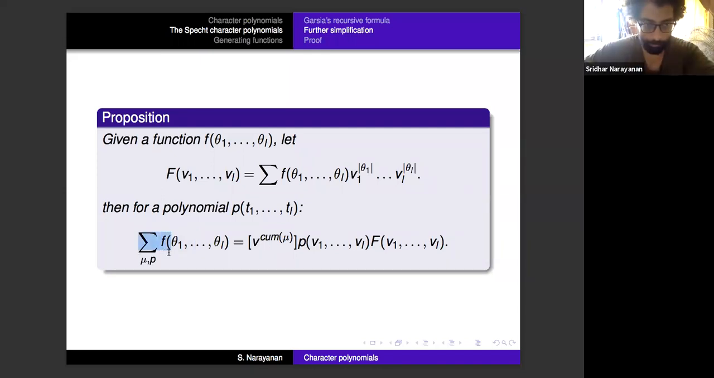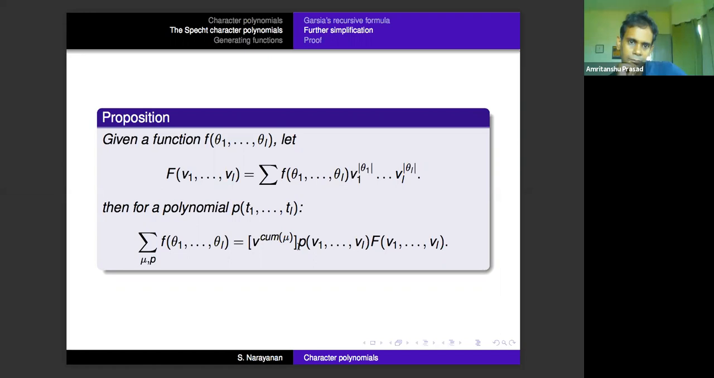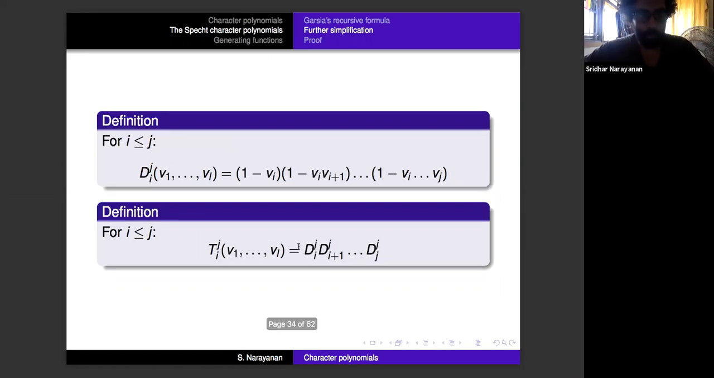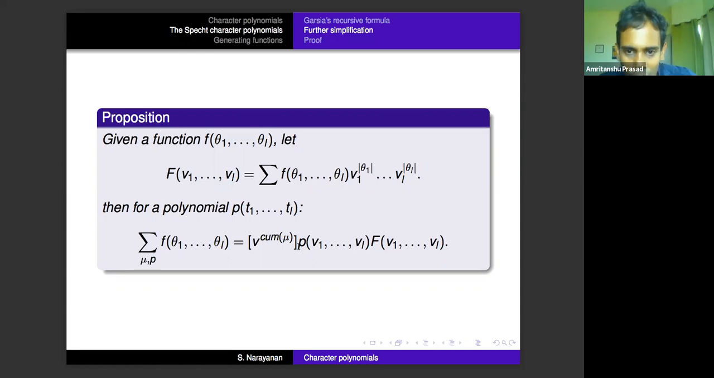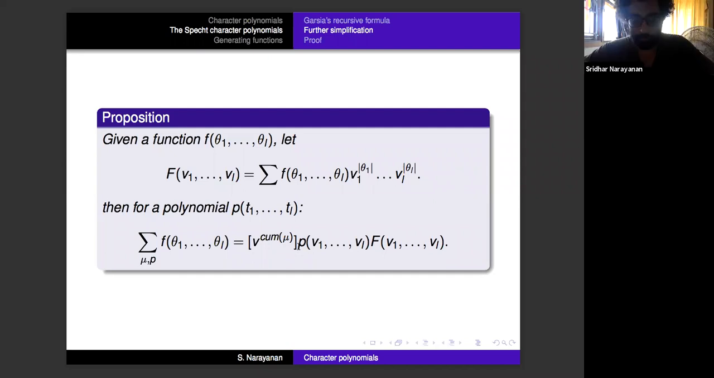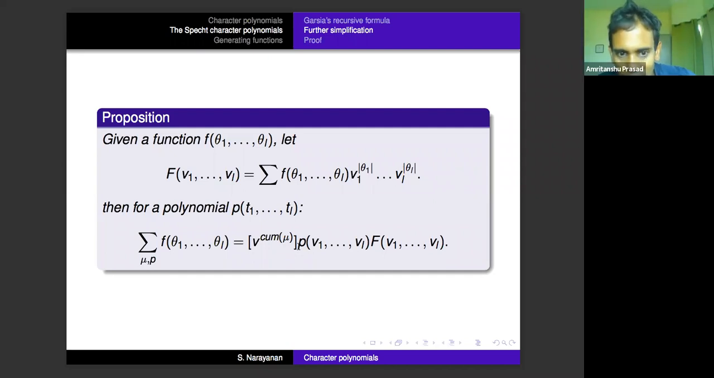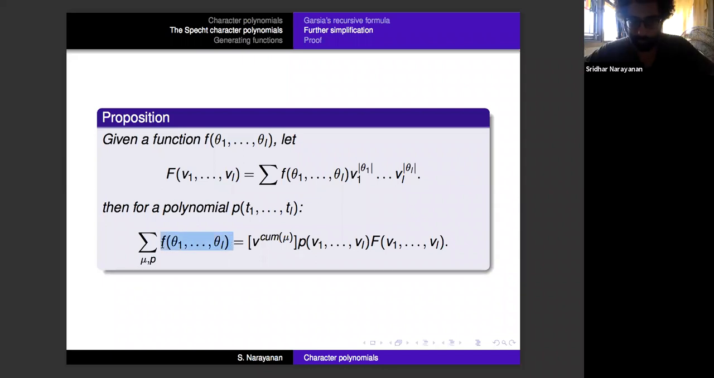So by summing on the left hand side over mu and p, I am summing different coefficients in a generating function. So this is the same as looking at a single coefficient in the generating function times the polynomial, right? One second. So capital F is the generating function of little f. And so you're just multiplying that generating function, and I'm summing different coefficients in the generating function.